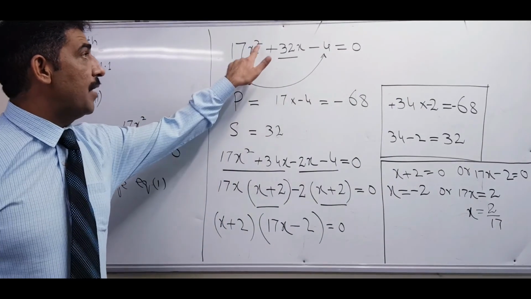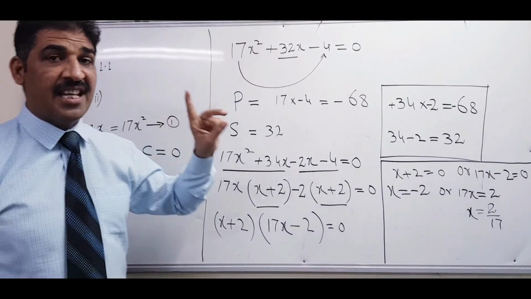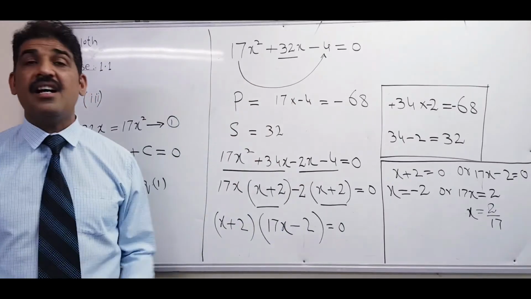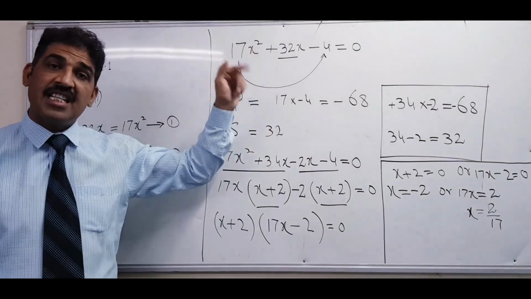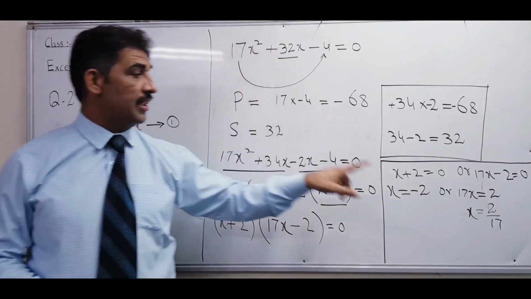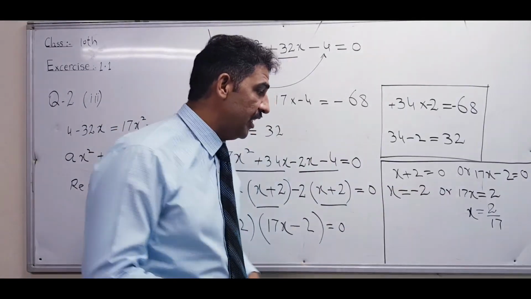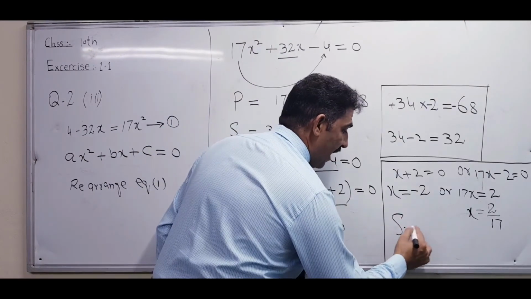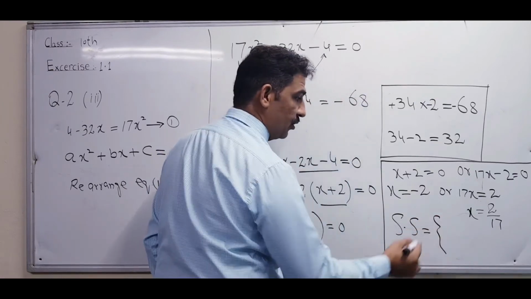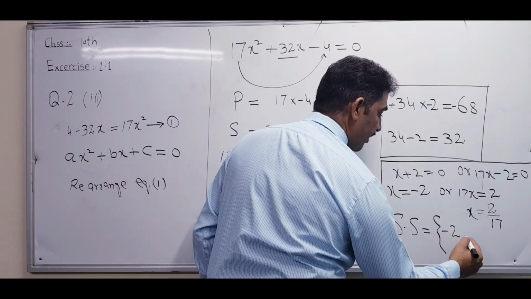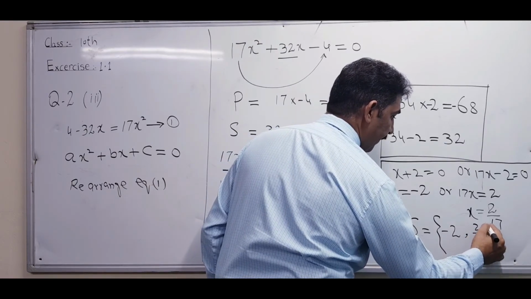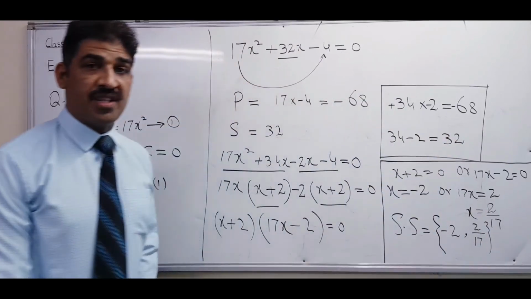If the highest power is equal to 2, then x has two values. If the highest power is 3, then x has three values. If the highest power of x is only 1, then x has one value. Here the x power is 2, so it has two values, and we will write the short form SS. S means solution set. So the solution set is equal to minus 2 comma 2 over 17. That is our solution set.